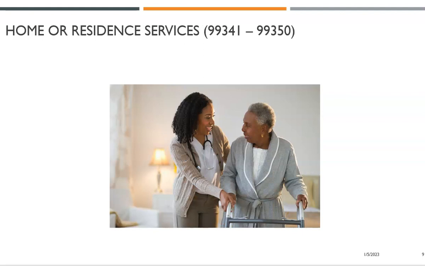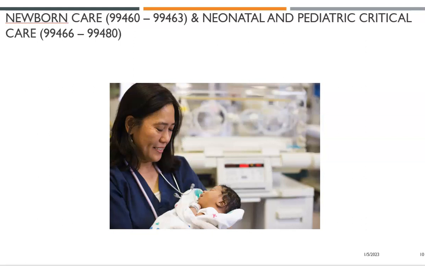If a patient is receiving services at home or another residence, maybe an assisted living or some kind of group home setting, then there's home care E&M codes. There's newborn care for babies in the hospital, right? There's also neonatal and pediatric critical care. So that's, again, in hospital settings where the patient is in the NICU, which is neonatal intensive care, or the PICU, which is the pediatric intensive care unit.